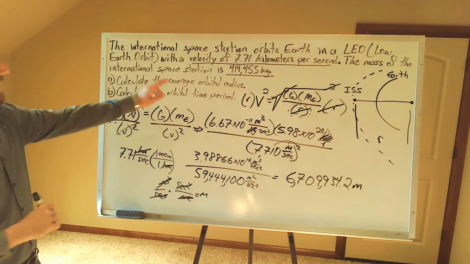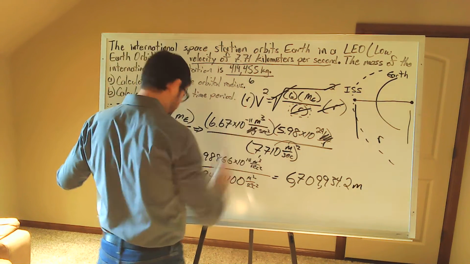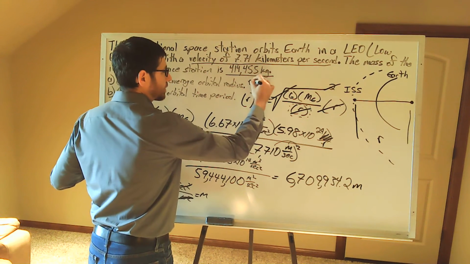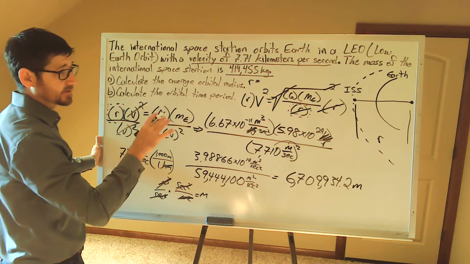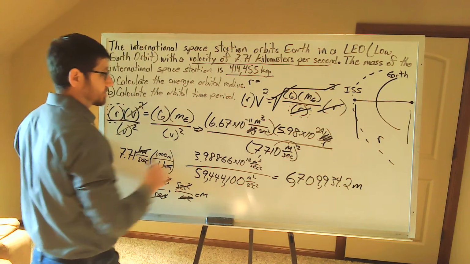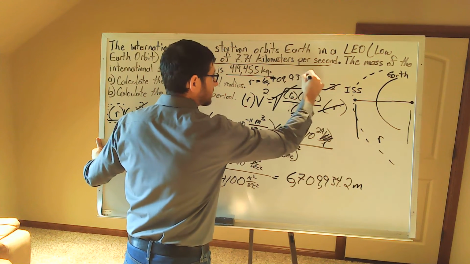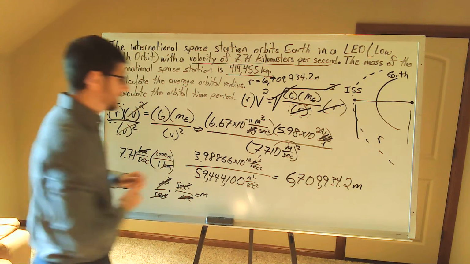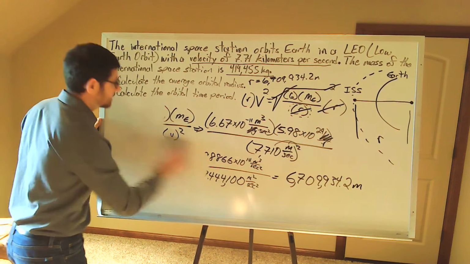Okay, so the average orbital radius is 6 million. Here, let me write the R. Our variable R represents the average orbital radius for the International Space Station. And remember that this is the center-to-center distance, okay? All right, so we've got our answer for part A. Now let's move on to part B.